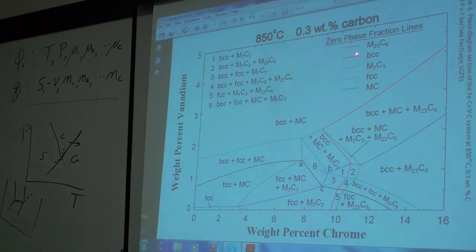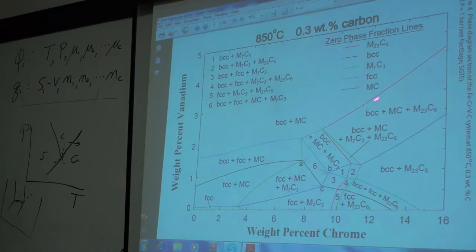Let's take the black line here for the BCC phase. You see that it exists on one side of the line, but not on the other. By the law of adjoining phase regions, this is the phase that disappears or appears across that line. So on this side it's there, on the other side it's not there. As you come up here, you have no BCC. When you reach this point, the BCC begins to appear with a zero amount, and then it gets more and more as you cross the line. So it's the zero phase fraction line.